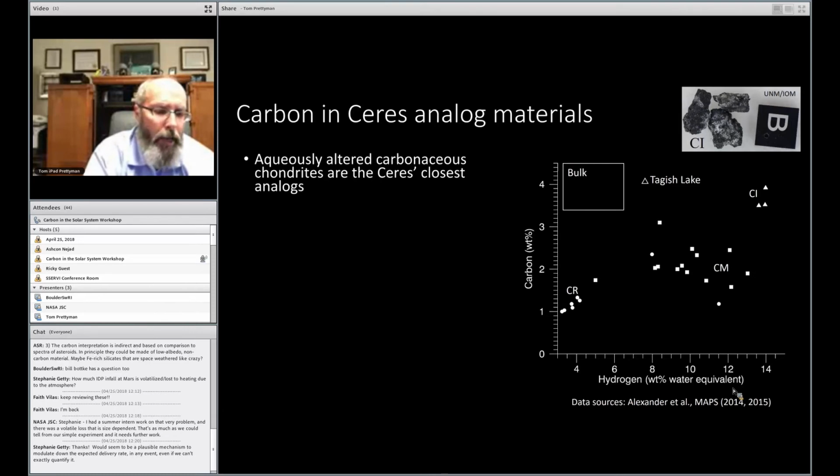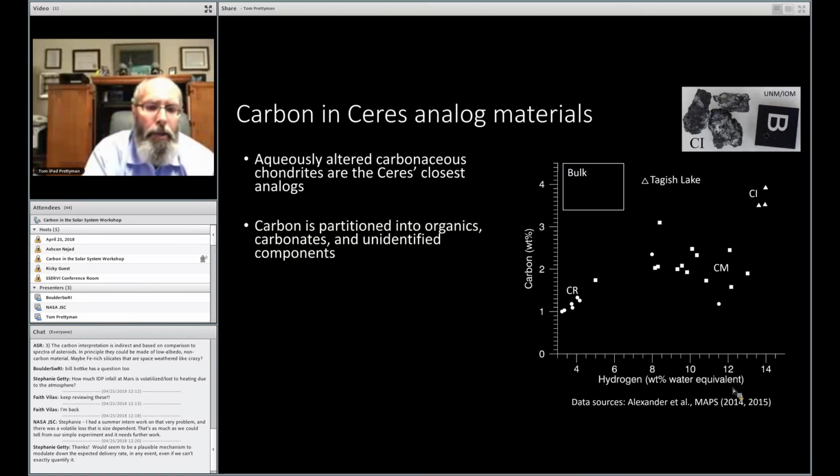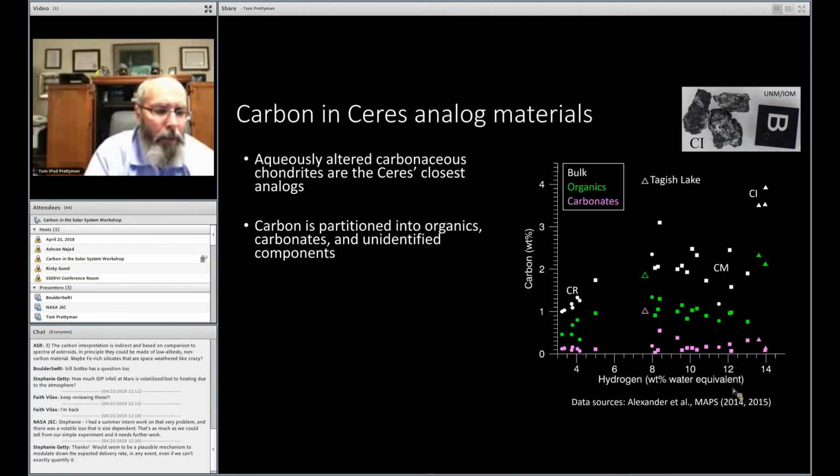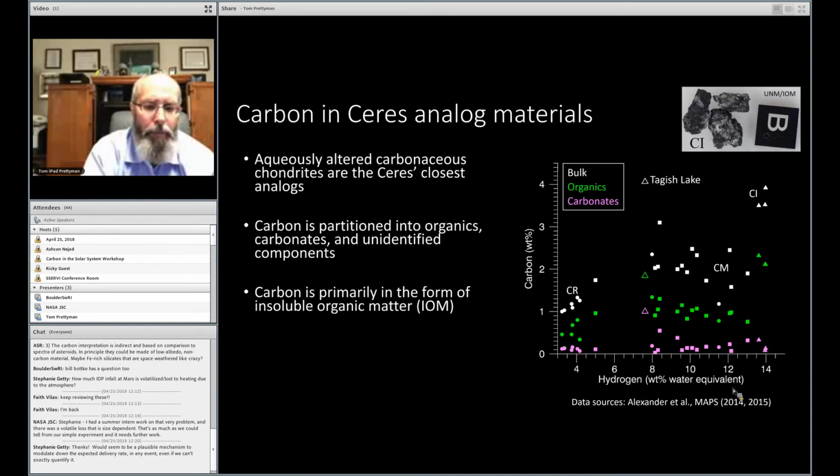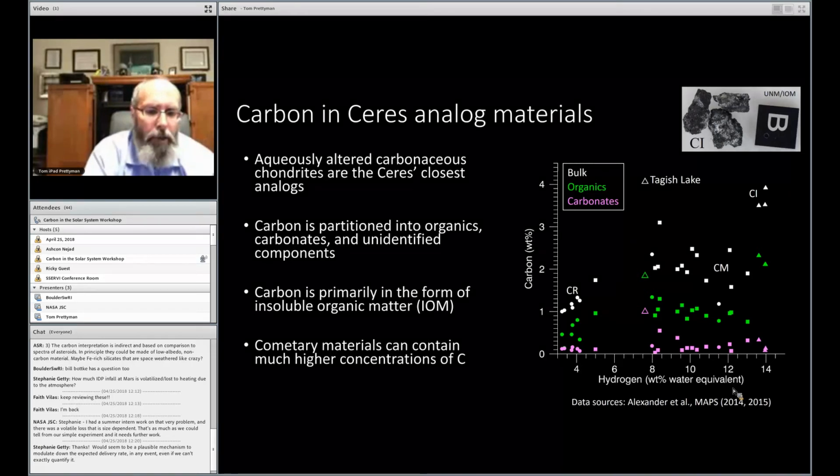The plot to the right shows carbon in weight percent and hydrogen in weight percent water equivalent for these materials. And in them, carbon is partitioned into organics, carbonates, and some unidentified components. If you look at the plot, in green, I'm showing the organic part, and in purple, I'm showing the carbonates. These meteorites mostly contain organic species. So carbon is primarily in the form of IOM. Cometary materials, which we use in our simulations and don't necessarily regard as being a Ceres analog, may contain much higher concentrations of carbon than shown here. The peak for the chondrites is about 4 weight percent.